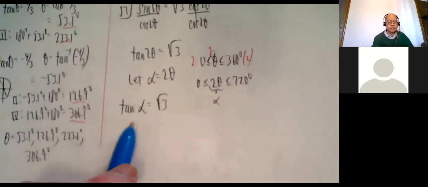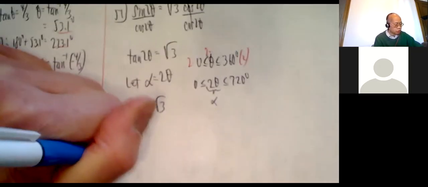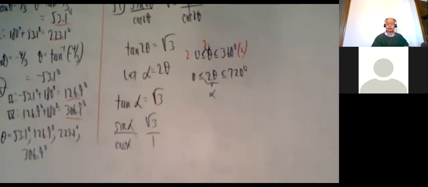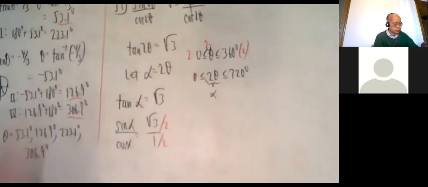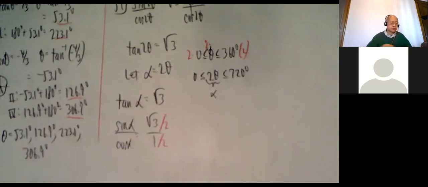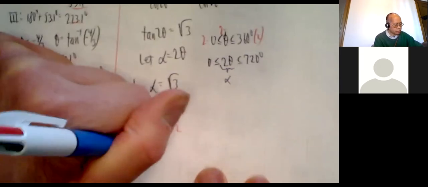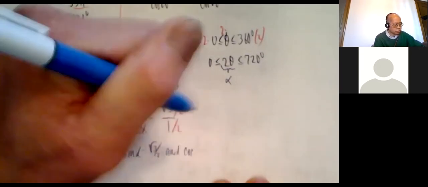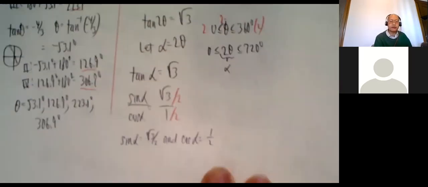All right, so how do I do this? We've played this trick before. Make it sine alpha over cosine alpha equals radical 3 over 1. And the trick is to divide top and bottom by 2 because it works. So sine alpha equals radical 3 over 2, and cosine alpha equals 1/2.